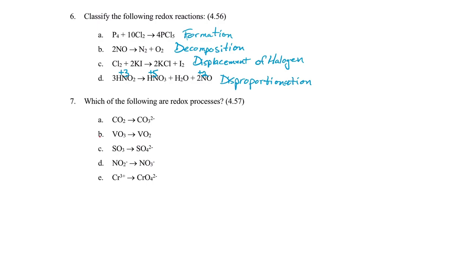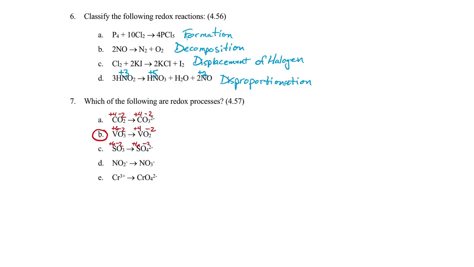7 asks us to identify which are redox processes, so we need to look at the oxidation numbers to see if they changed from left to right. In letter A, I have carbon dioxide. My oxygen's -2 in both instances, and the carbon appears to be +4 in both instances, so this is not redox. Letter B, both oxygens are -2, but the vanadium appears to have changed from a +6 to a +4, so this one is redox.